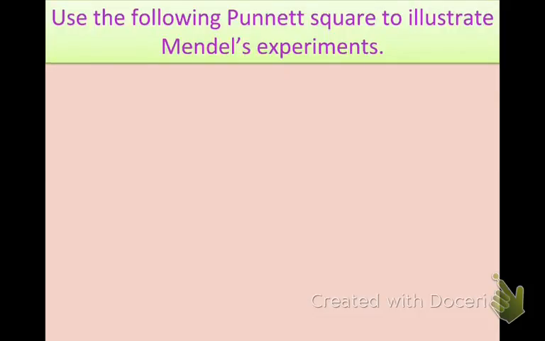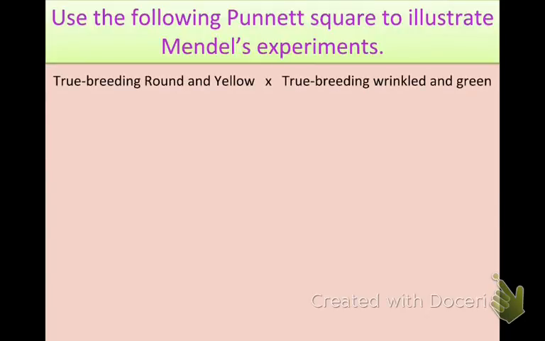Use the following Punnett squares to illustrate Mendel's experiments. A true breeding round and yellow times a true breeding wrinkled and green. We know that round and yellow are dominant, so round will be capital R, yellow will be capital Y, and true breeding wrinkled and green, since these are recessive, will be little r and little y. Okay, so it's true breeding. It's homozygous, whatever it is.